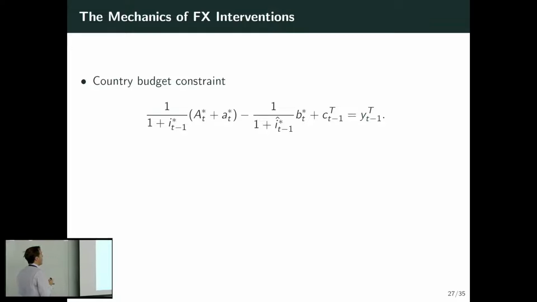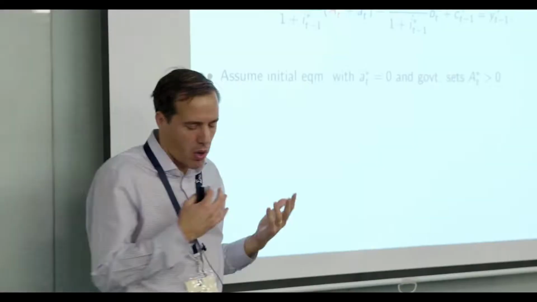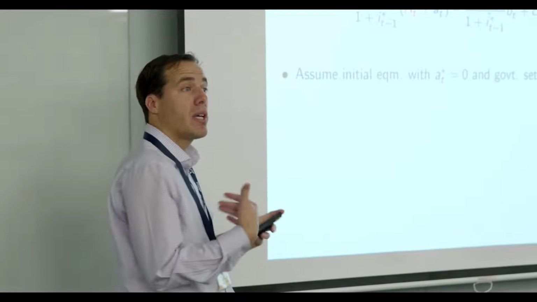Now, how do we do this then? Formally, once you introduce foreign currency reserves, this is how the country budget constraint is going to look. You're going to have the little a, that's the assets that households choose, and the big A, that's the assets that the government is picking. Okay, so assume that you are in an equilibrium where individual agents basically are borrowing, so they are not really accumulating any foreign assets. And suppose now the central bank comes in and buys foreign currency assets. So what's going to happen then?